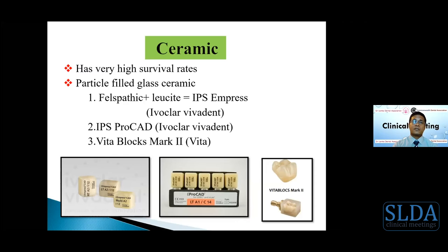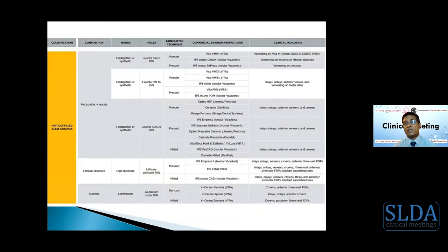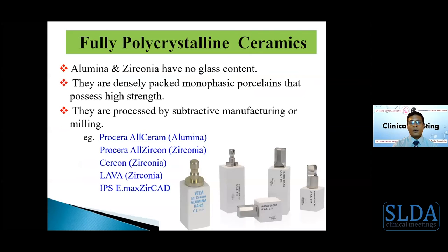When you look at this table, you will see a range of commercially available different brands of particle filled glass ceramic. As I mentioned in the previous slide, you can see IPS Empress, IPS ProCAD, etc., are some of the examples that can be used to fabricate onlays and inlays. Then you have fully polycrystalline ceramics, which do not have glass or filler content. The matrix is purely composed of crystalline material in the form of either alumina or zirconia. Procera Alumina is composed of alumina, whereas other products like Procera All-Zircon, Lava, and IPS e.max ZirCAD are composed of zirconia. Zirconia has the greatest structural strength and is the strongest of all ceramic materials.